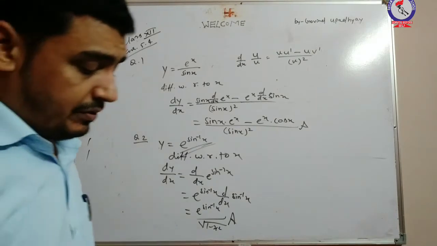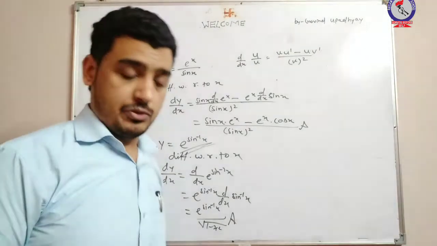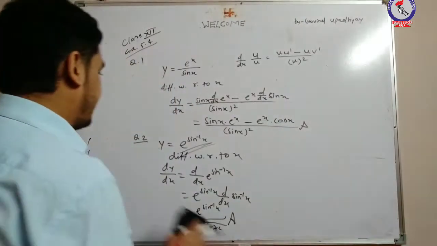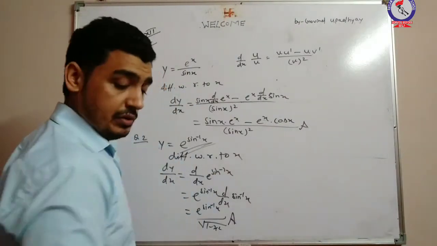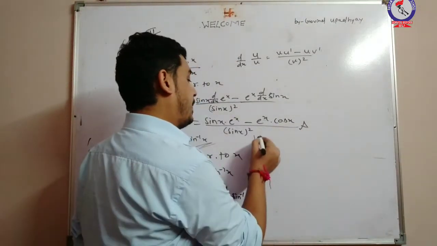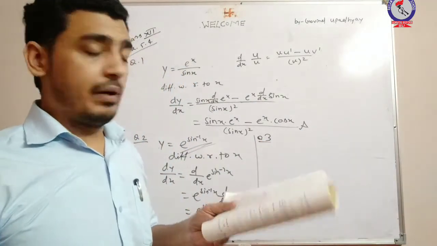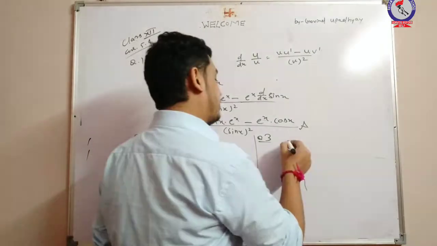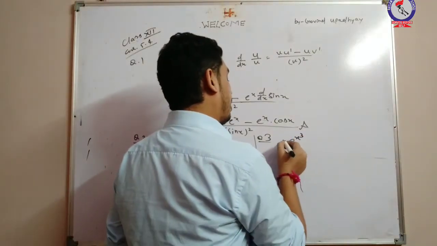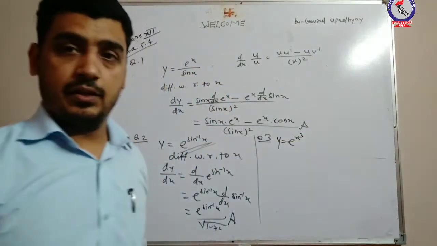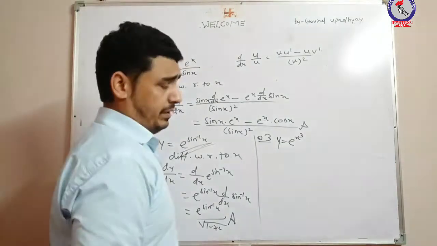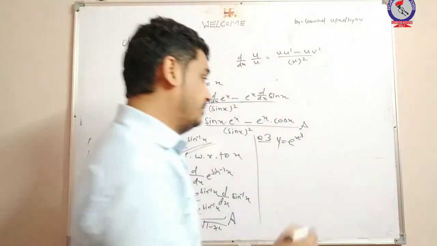Okay, just take one more question, that is e to the power x to the power 3. Again, so question number 3. What is question number 3? That's e to the power x and that raised to the power 3. The function is y. Okay. So how we can solve this question?